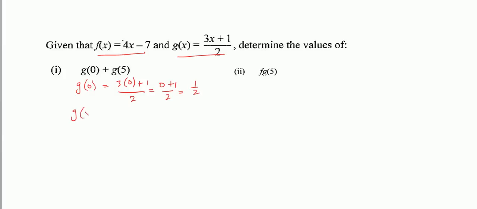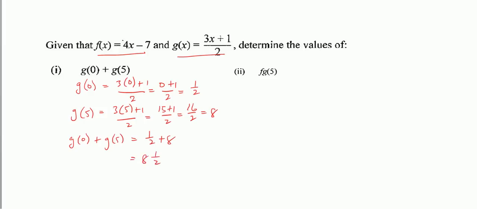Then g of 5 is equal to, we're going to plug 5 into the expression for g. So it'll be 3 multiplied by 5 plus 1 over 2, which is equal to 15 plus 1 over 2, which is 16 over 2, which is equal to 8. So g of 0 plus g of 5 will give me half plus 8, which will give me 8 and a half.